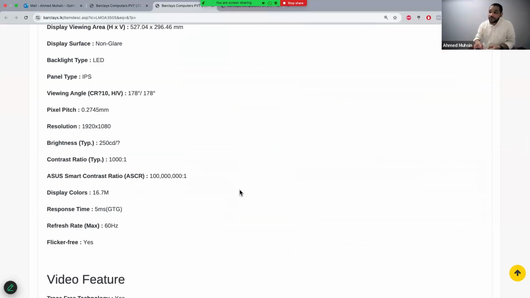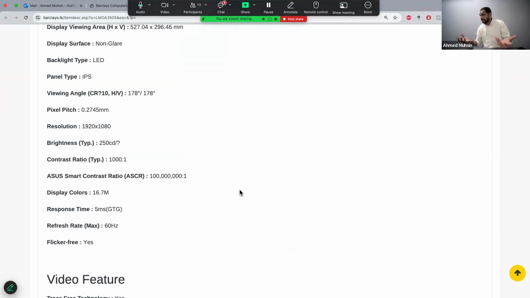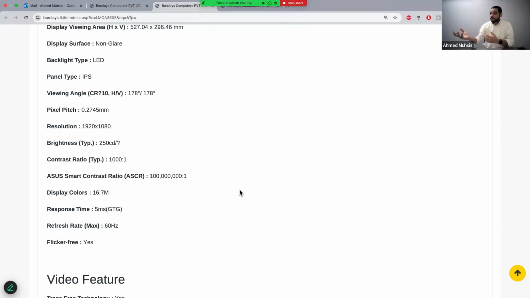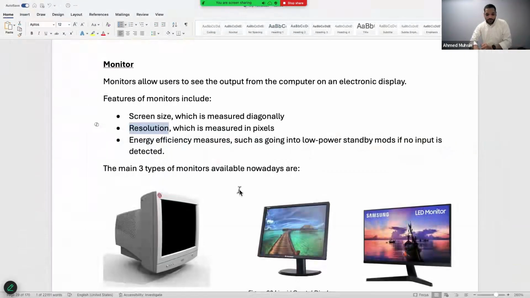But are these the only three factors when buying a monitor? No, there are so many other things. Does it have built-in speakers? What is its refresh rate? What is the warranty, for example? Does it have HDMI ports, USB ports? There are so many other factors. But your textbook expects you to know these three factors. Everyone okay with this? Let's keep moving.